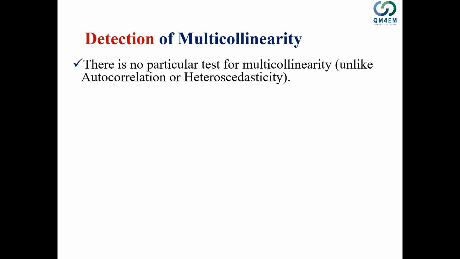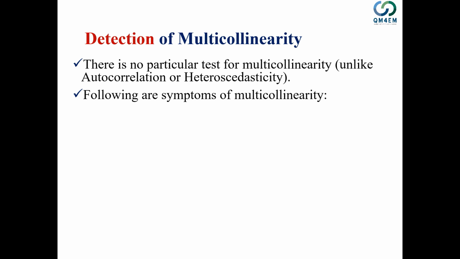Well, for that we have to rely on some symptoms of multicollinearity. It's a kind of like a disease for which you have no particular test to find what the problem is, but there are some symptoms through which you can say, okay, these are three or four symptoms. If these exist, you will believe that this particular disease is there. For multicollinearity, the same thing exists.